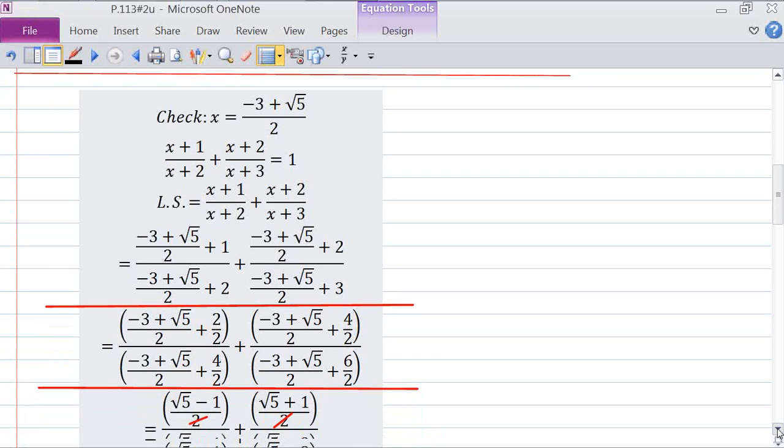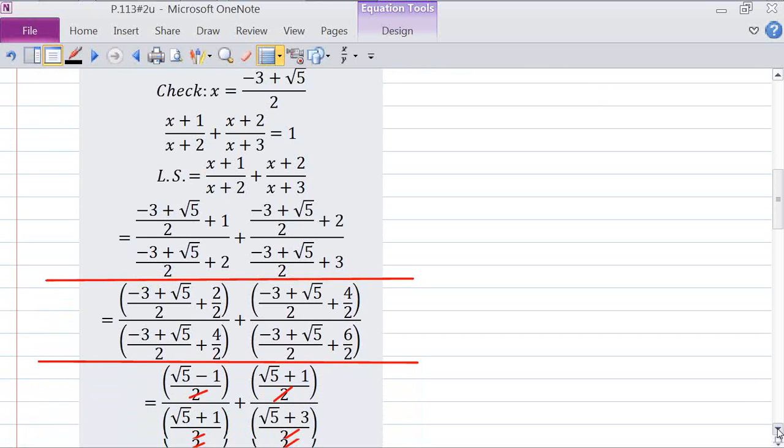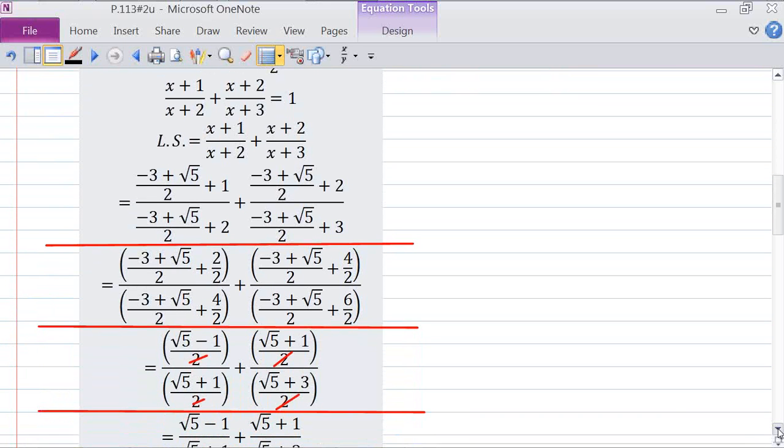Now, what happens is, if I take the common denominator 2, minus 3, and add the 2, I get minus 1. If I take the minus 3 and add the 4, I'm going to get plus 1. If I take 4 minus 3, I'm going to get plus 1. If I take 6 minus 3, I'm going to get 3. But I still have the common denominator here.